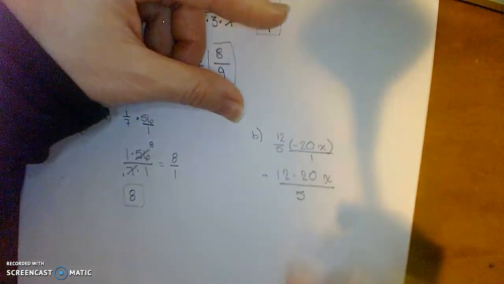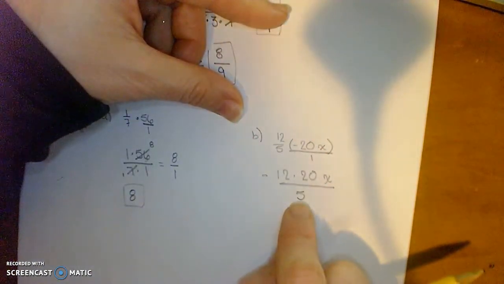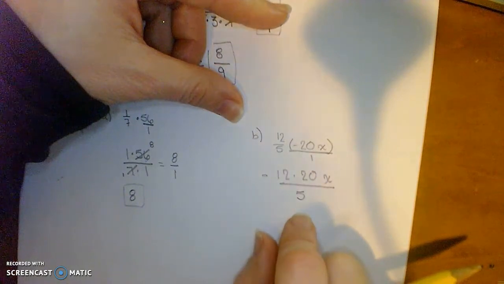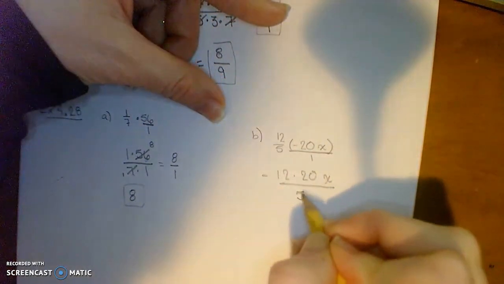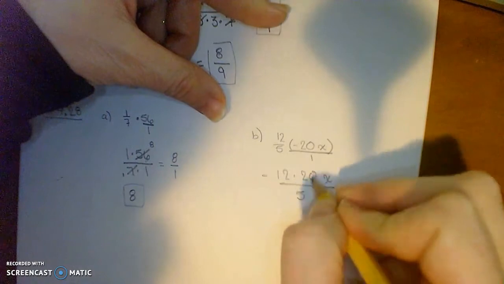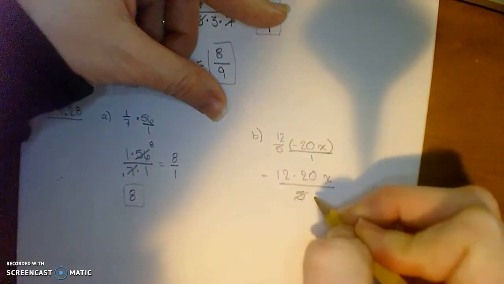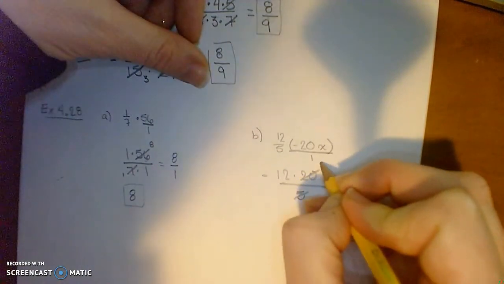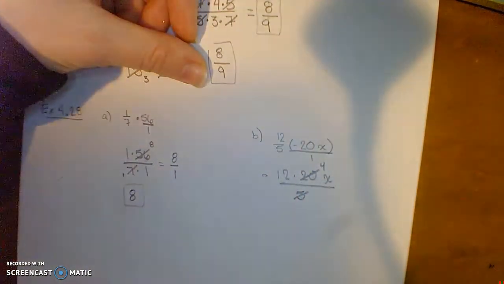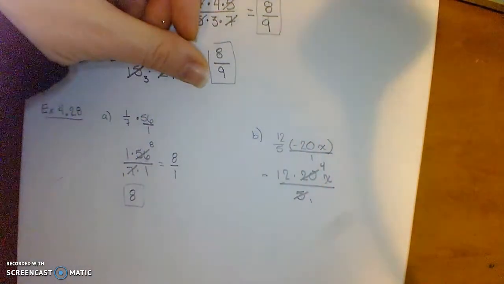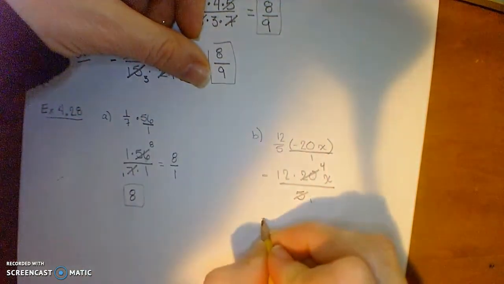And now I'll see if there's any factors common to the numerator and denominator. Indeed, 5 does go into 20. How many times does 5 go into 20? 4 times, right? So 5 divided by 5 is 1. 20 divided by 5 is 4. You could write the 1 there if you want.